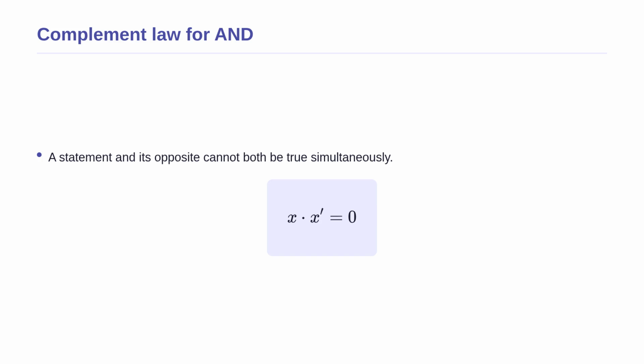Conversely, we have the complement law for the AND operation. This formula states that it is physically and logically impossible for a statement and its exact opposite to be true at the exact same time. You cannot be both fully asleep and fully awake simultaneously. Therefore, multiplying a variable x by its complement x prime will always result in 0, representing absolute false. If one condition is true, the other is guaranteed to be false, meaning the strict AND requirement can never be met under any circumstances in the real world.